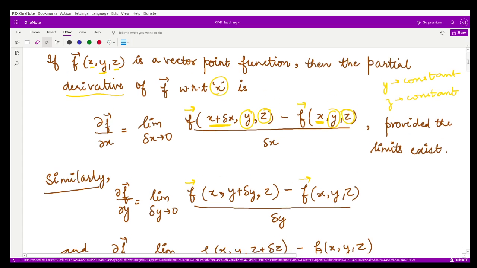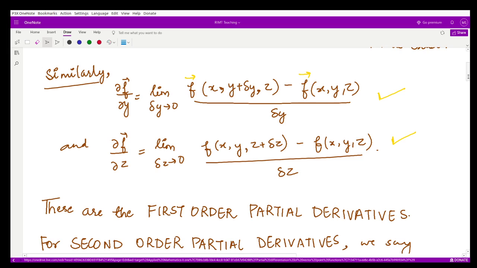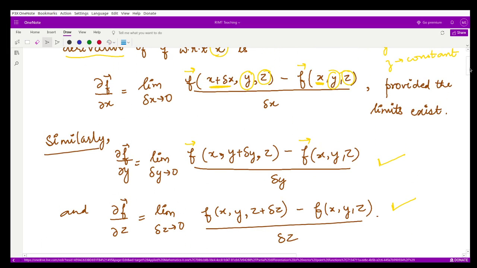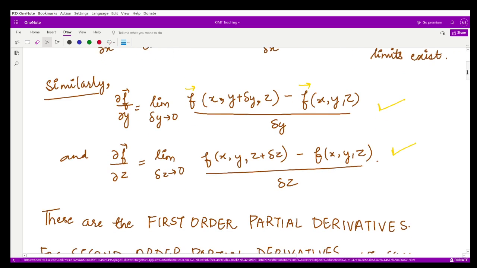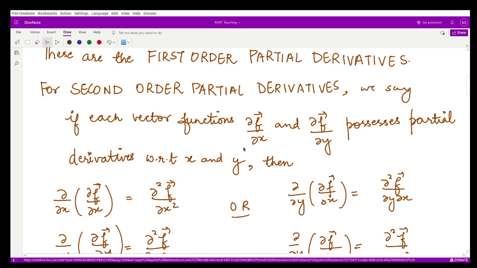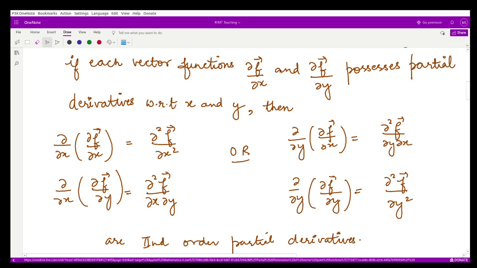Similarly, we can also define the derivatives corresponding to y and corresponding to z. These are the first order partial derivatives with respect to x, y and z. Now if we wanted to define the second order partial derivatives, we can take the derivatives again, but the condition is that the derivatives should exist and the limits should exist. So how do you obtain the second order derivatives? You have this quantity and you have this quantity.